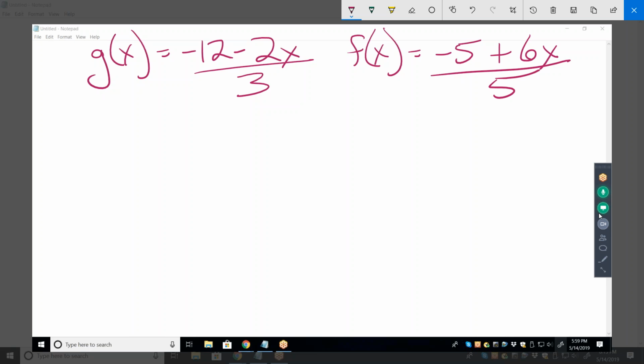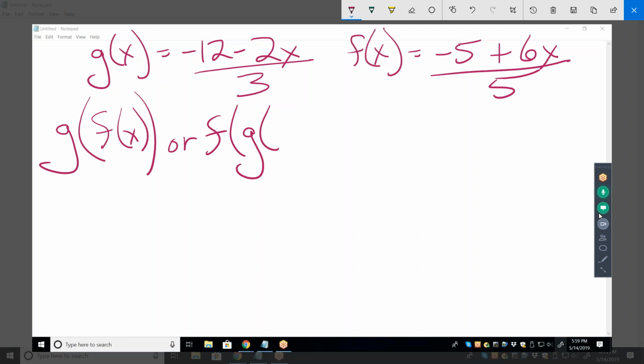All right. So what we're interested in is either this or this. And what we have to do is show that one of those is equal to x. If it is, then one is the inverse of the other. Okay? So let's just try the simplest. What's g of f of x? And the way I want you to do this is start off by substituting f of x in the parentheses.